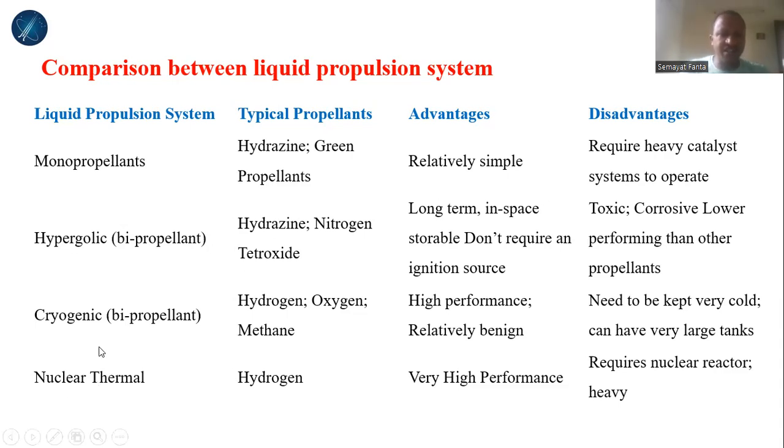When we come to cryogenic, the propellant is stored for a long time in liquefied form, like hydrogen and oxygen, and methane. So these are some of the cryogenic propellants. The advantage is high performance. It needs to be kept very cold and can have very large tanks. That means storage is for a long time. It costs too much. So all these things are there.